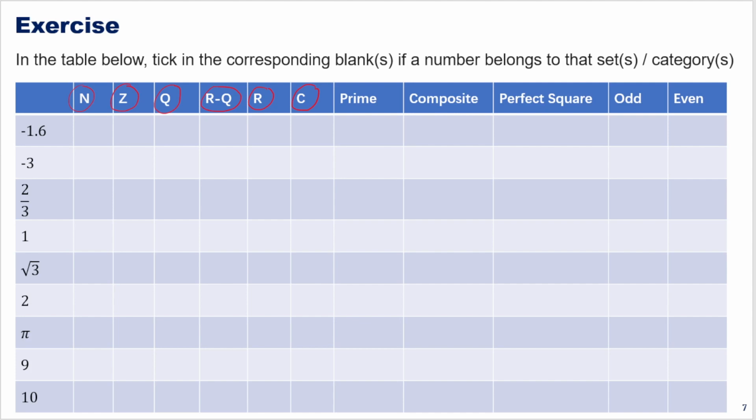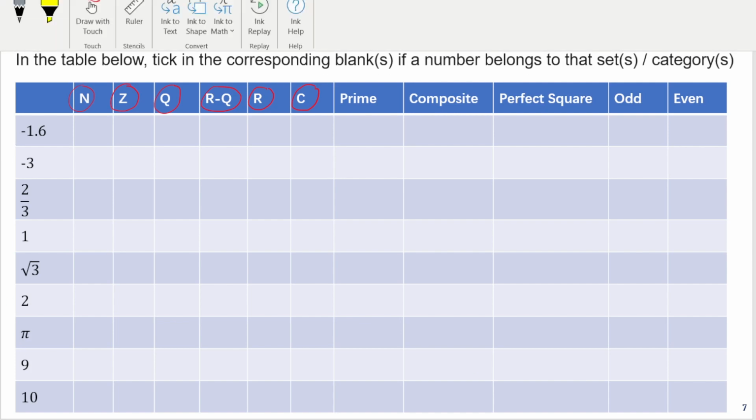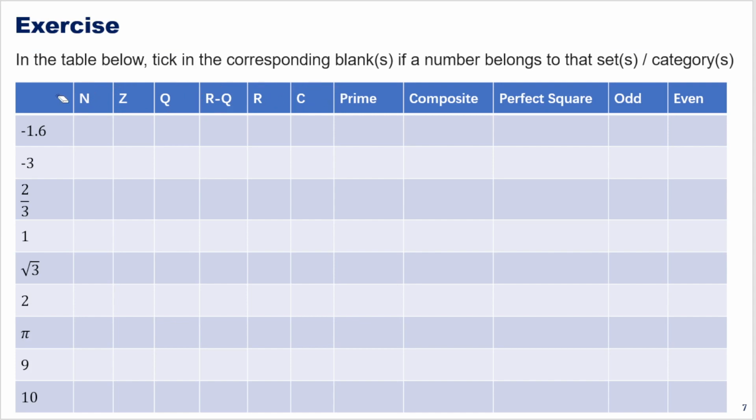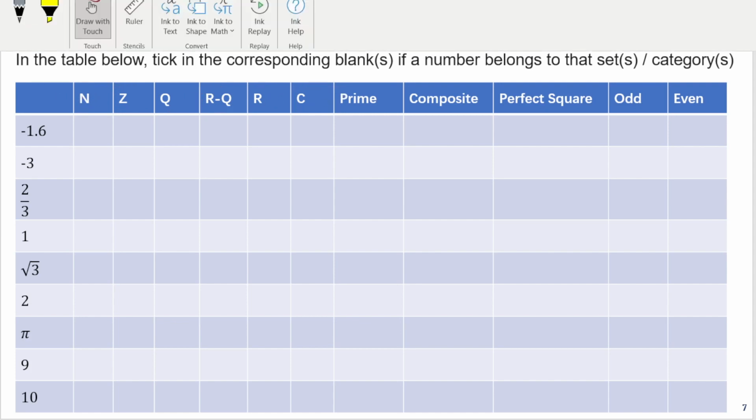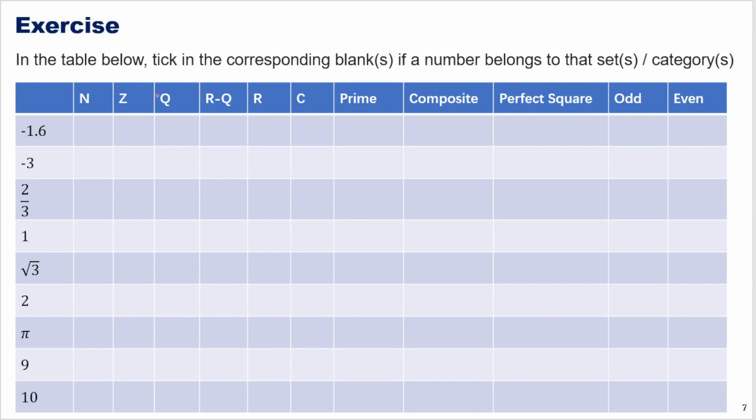All right, have you finished? Okay, let's have a look at the solution together. Okay, negative 1.6. Apparently this is not a natural number, right? And not an integer as well, but it can be expressed as a fraction of two integers. So it's a rational number, right? And of course, it's also a real number. Any real number is a complex number, right?